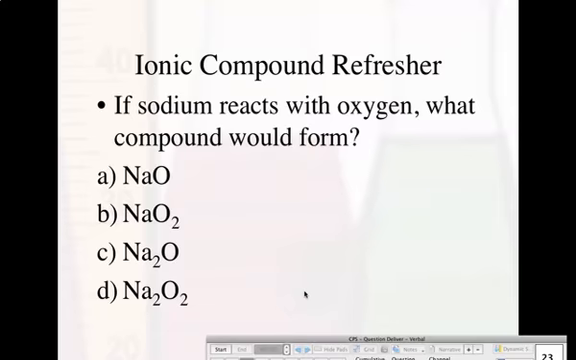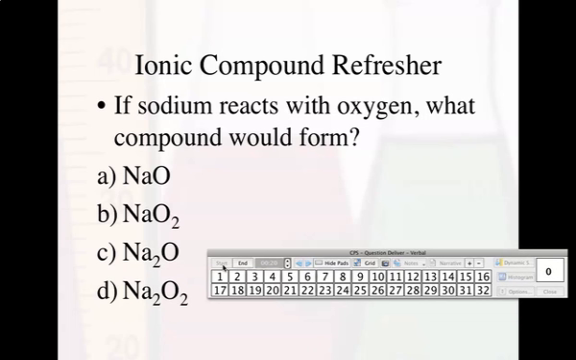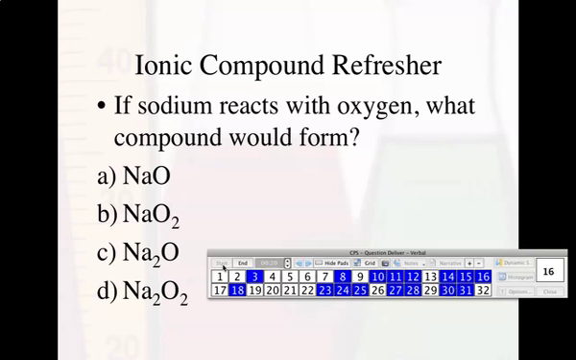So, let's think about this ionic bond a little bit. So we're thinking about the ions that they form. Sodium reacts with oxygen. Which of these would form? So we're thinking ions. We need to think about the ions that they form. So we need to look at the periodic table. Sodium's an alkali metal. Oxygen is a nonmetal in column 16.